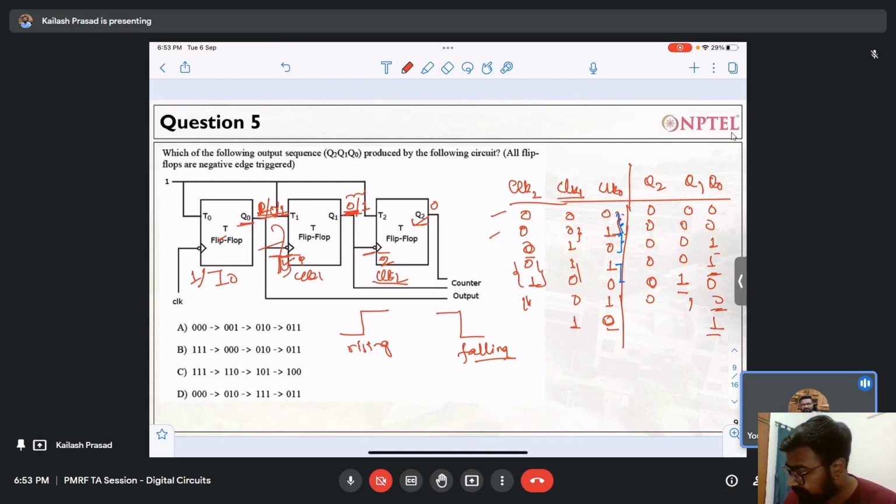And after that, what happened? This is a rising transition in this node, so this node won't change. Q1 will not toggle, Vivek. Why? Because this node has gone from 0 to 1. Did you understand? This node has gone from 0 to 1. Q1 will only toggle if the node is going from 1 to 0. So nothing has happened, and Q1 will remain as it is.